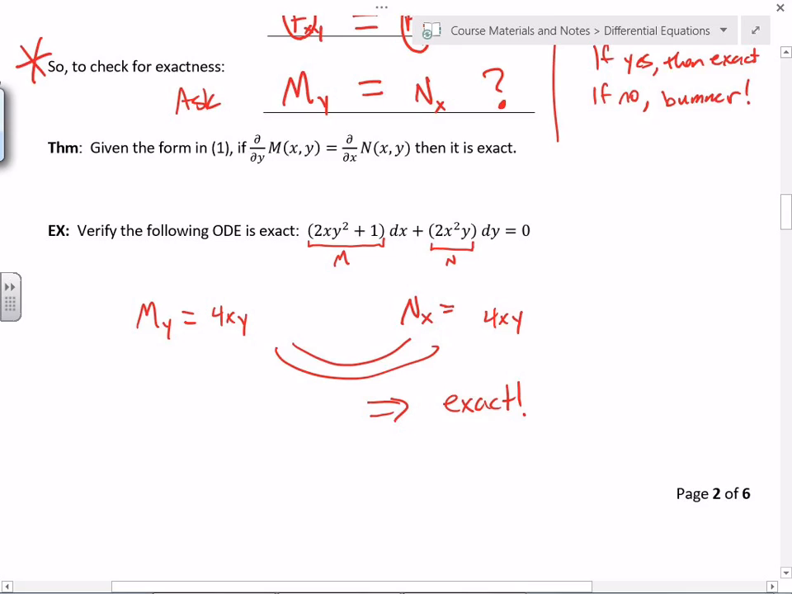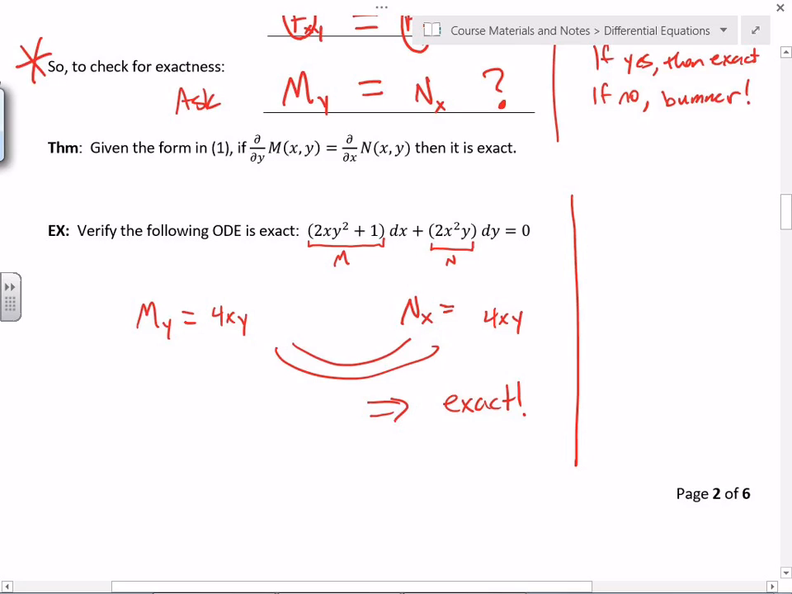Now that 4xy is not useful in the actual solving, but it's the check that makes sure that it's exact, that says that the following technique will actually produce a solution. Oh, this is all just the check. This is to make sure that this is the right kind of equation for which this technique works. It proves that such an f exists. Now we've got to find the f.